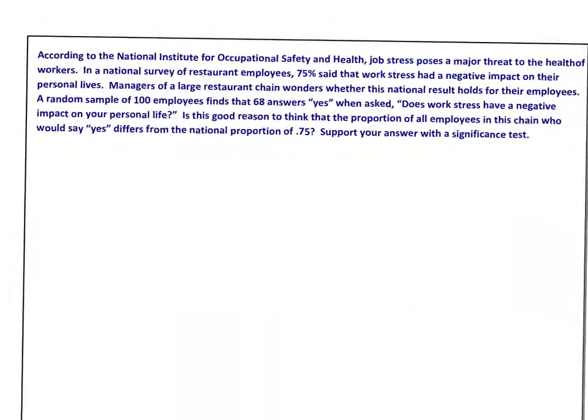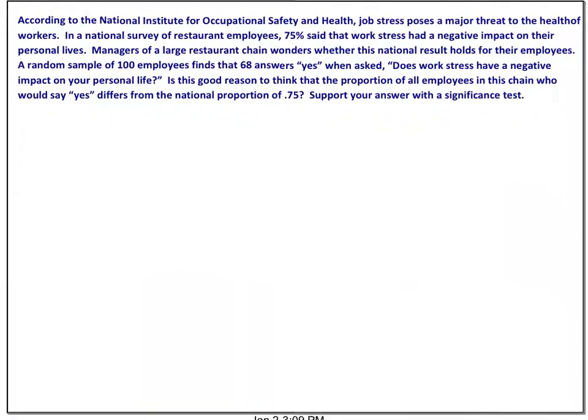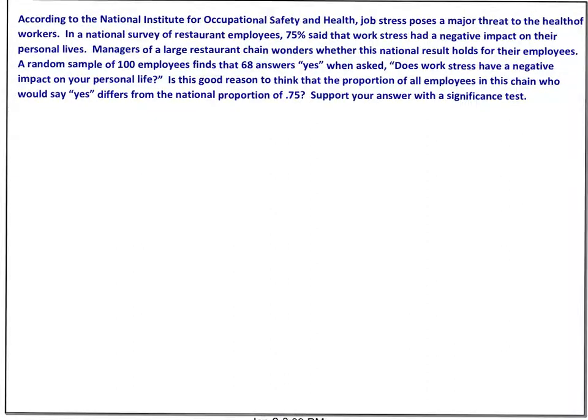Now here's the context. I'm going to do another two-sided. I'll summarize it for you, but if you want more details, obviously read it through. There's a parameter that's reported that 75% of restaurant employees say that stress at work negatively impacts their life. Okay? So an owner of a restaurant or a chain of restaurants, it doesn't really say, wants to check to see at their particular restaurants, is it different?